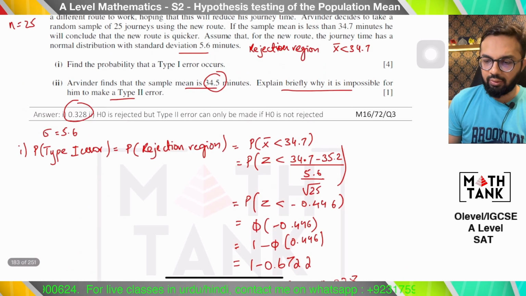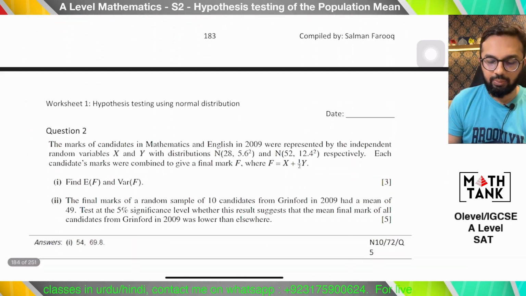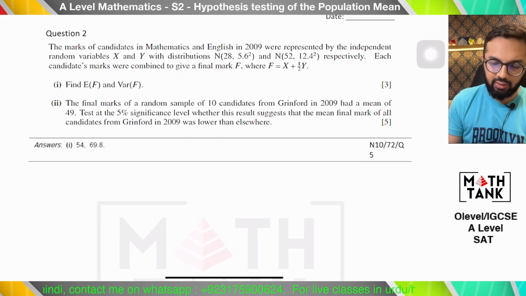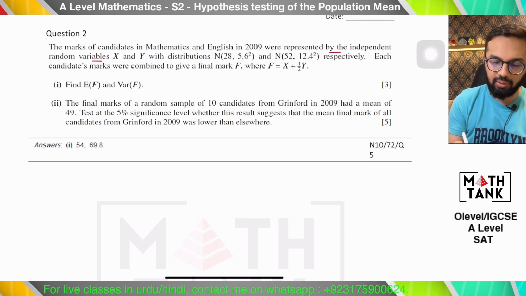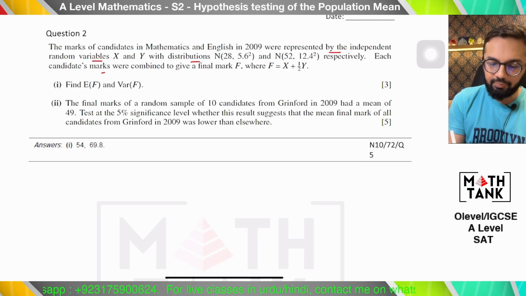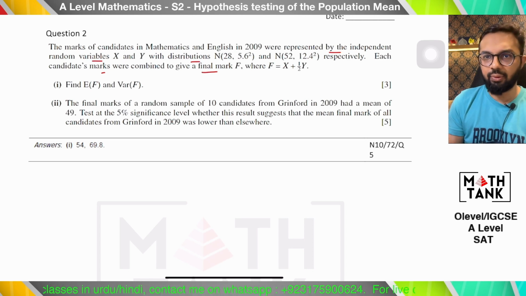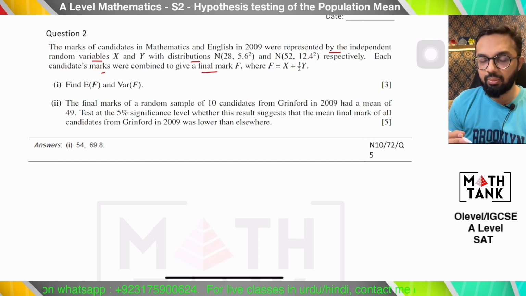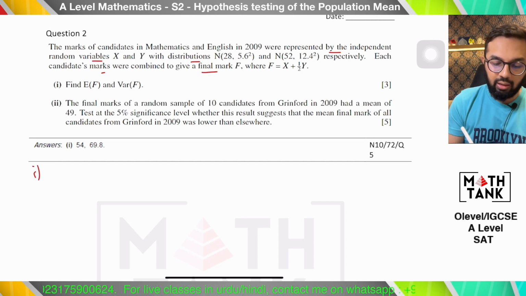Okay, that's the first question, 5 marks. Let's move on to the next one. It says the marks of candidates in mathematics and English are independently represented by the independent random variables x and y with distributions this and that. Each candidate's marks were combined to give a final mark f, where f equals x plus half of y. So the y marks have been scaled, so we'll have to apply linear combination of variables and see where that goes. Find the expected value of f.